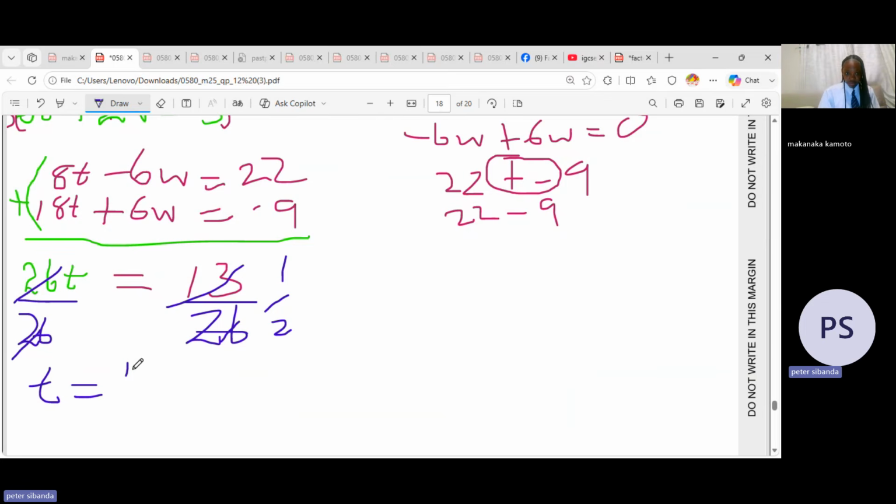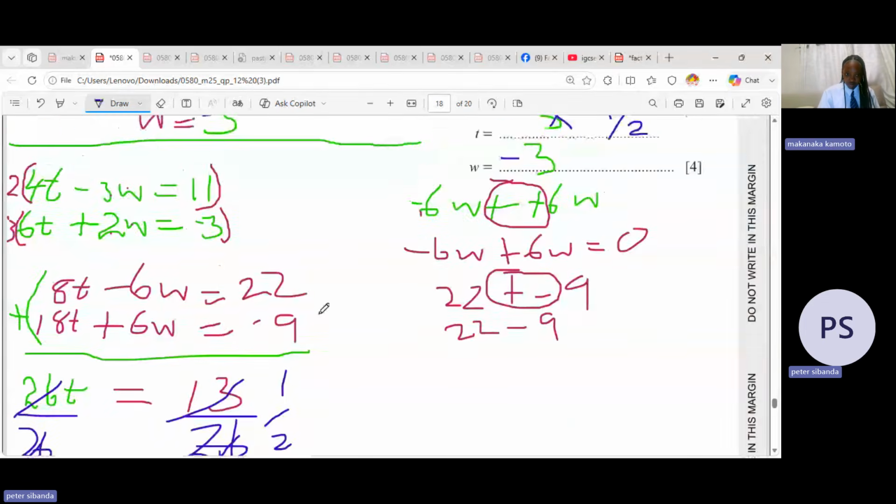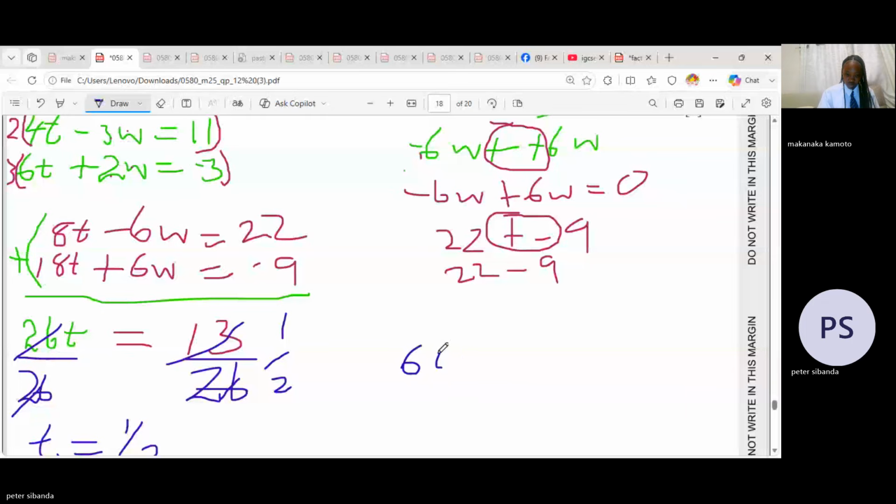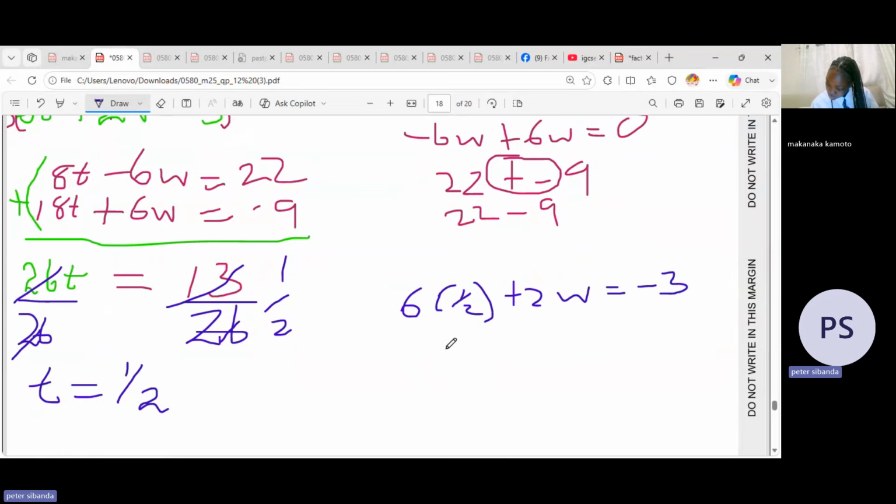If this time we take the second one, that's going to be 6 times t, and t is half, so open a bracket, we write half there. Then we say plus 2w equals -3. 6 times half is 3. Then 3 plus 2w equals -3.